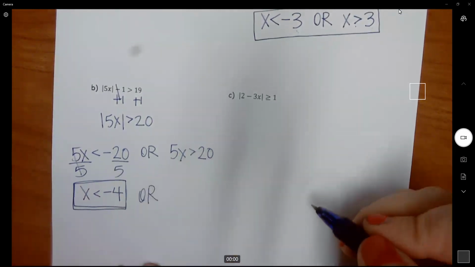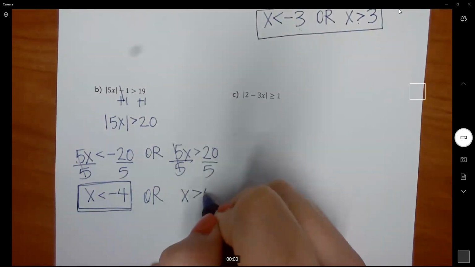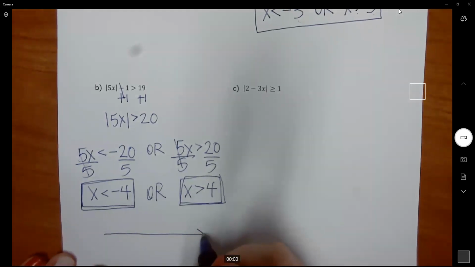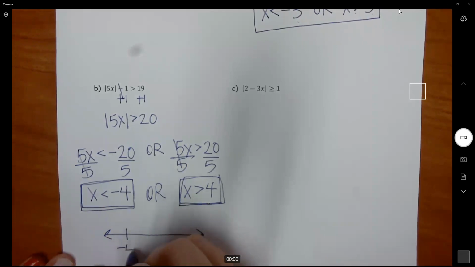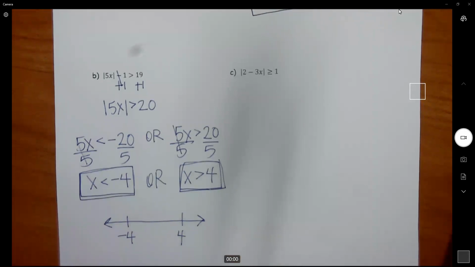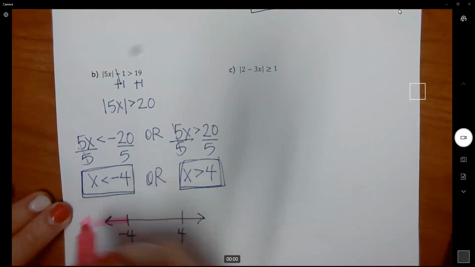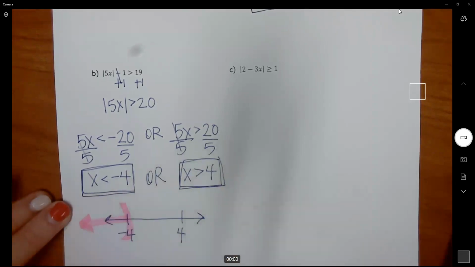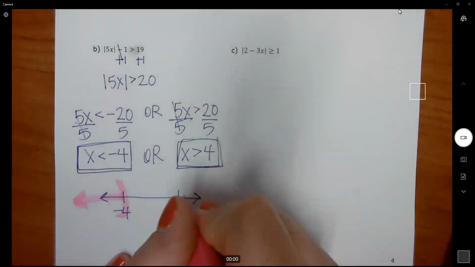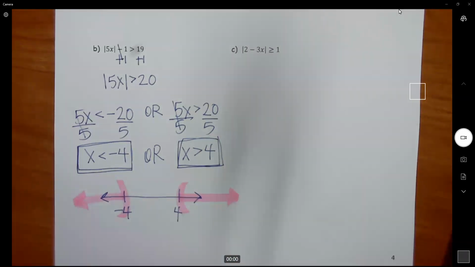Okay, or divide by 5, and x is greater than 4. So when I graph this, I've got -4 and I've got 4. This one is pointing to the left. So we are going to the left, and we've got a parenthesis because it's not or equal to. But over here at 4, it's greater than, it's going to the right. So I'm shading to the right, and it's a parenthesis again because it's not greater than or equal to.